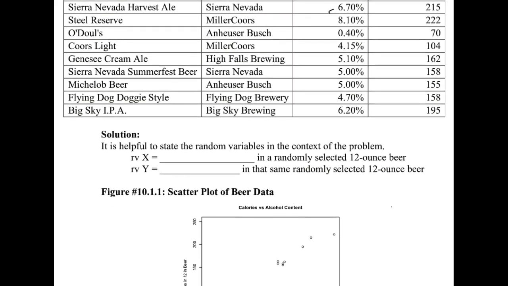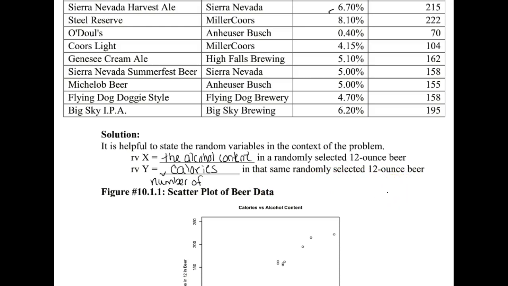In our solution, we're first going to define our random variables, and when we get into inferences, defining our parameters. In this case, our random variable x is going to be the alcohol content in a randomly selected 12-ounce beer. And then our random variable y is going to be the number of calories in that same randomly selected 12-ounce beer.